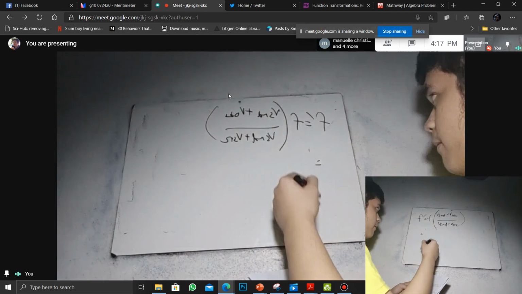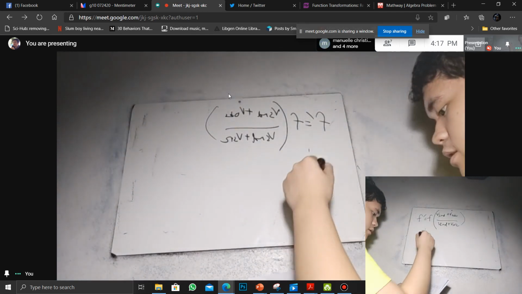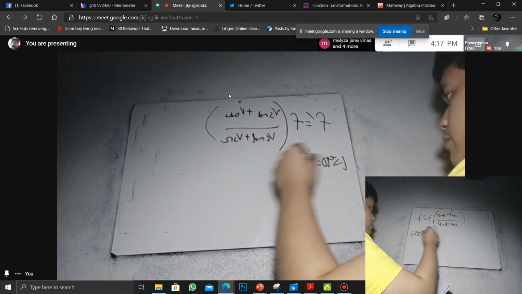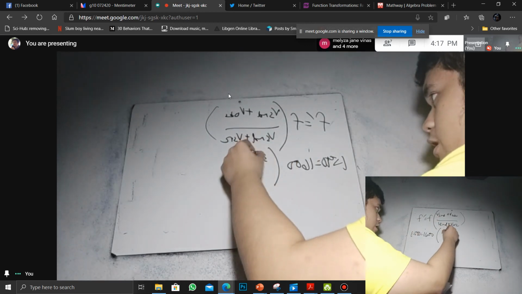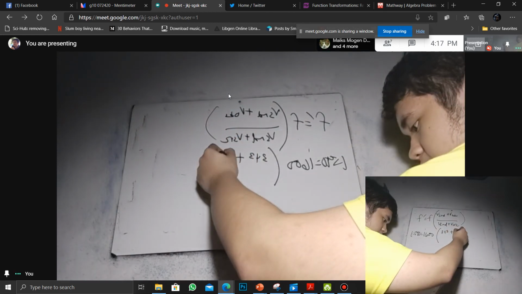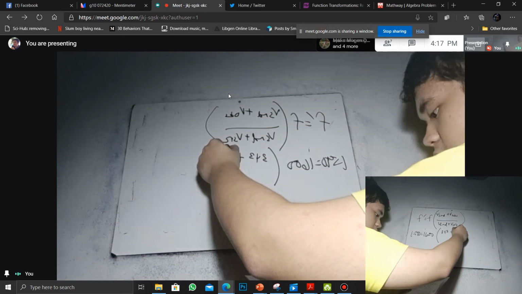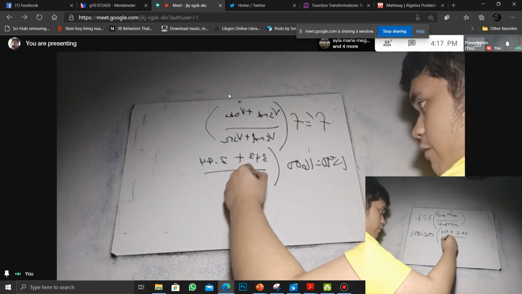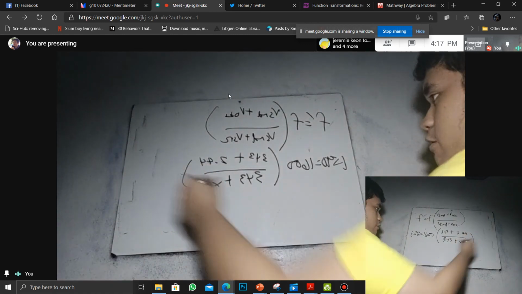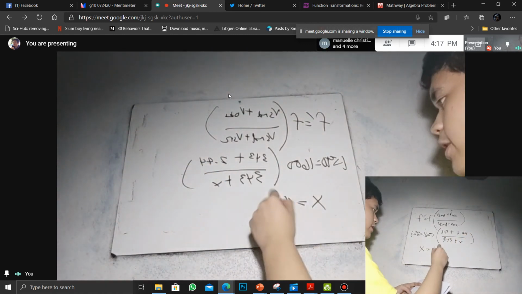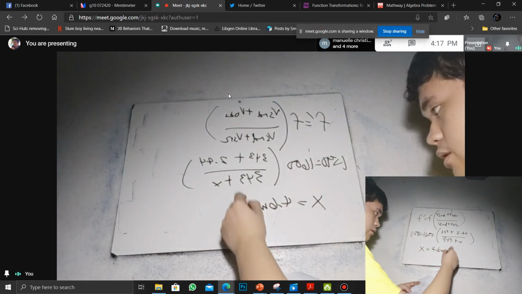Use your solve function. Diba 1,600 equals 1,590 times 343 plus V observer, no? Plus 2.44 over 343 plus X. If we solve that, ang lalabas, 4.6 meters per second.